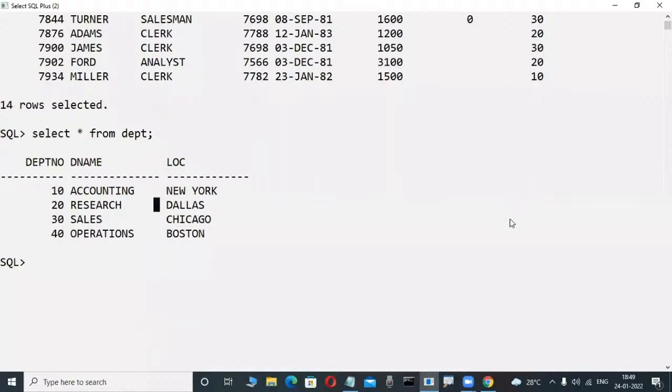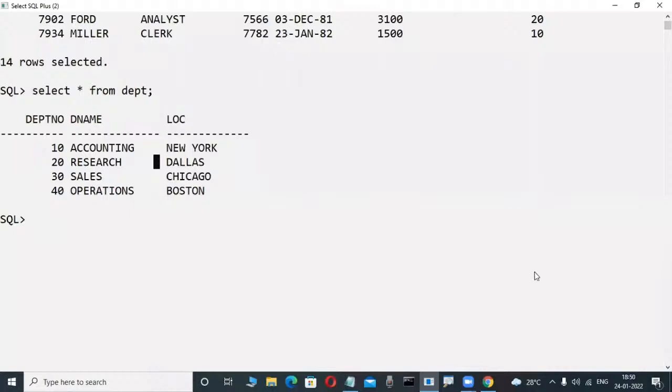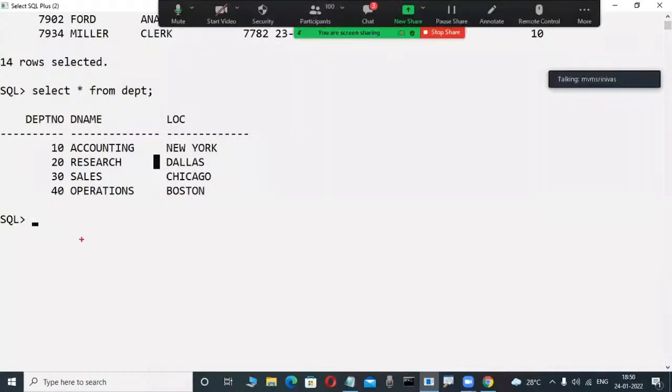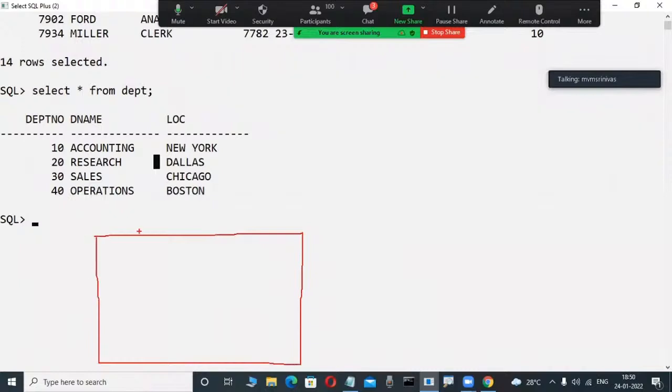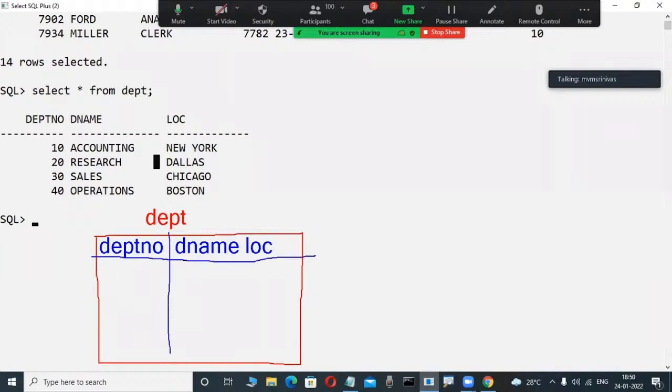And now check it out. Why master and child? How can I create? I will tell you first. Suppose, for example, slowly observe it here. Two minutes observe it, easily understandable. Suppose this is a DEPT table, Oracle Corporation giving. In this DEPT table, 3 columns are there: DEPT number, DNAME, and location. Okay, fine. Slowly observe here. These are the 3 columns available.